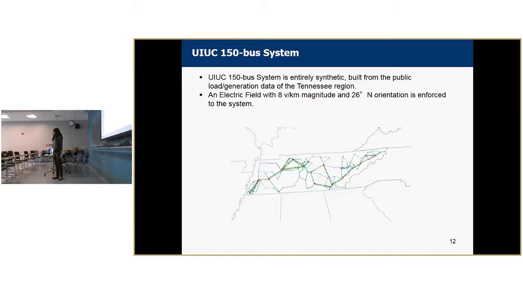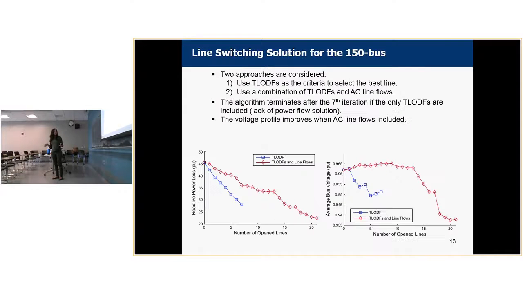The next system is the 150 bus system. This is a synthetic case of the Tennessee region using the load and generation public data, and based on some power system statistical analysis. We use the same magnitude electric field, and again in the maximum direction for this system. And here are the results for our algorithm.